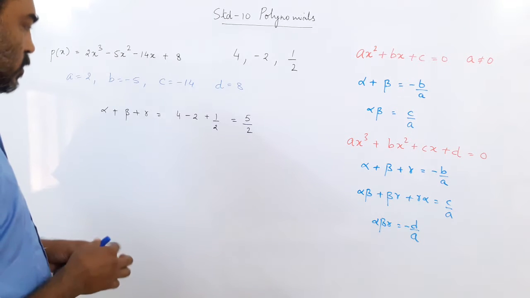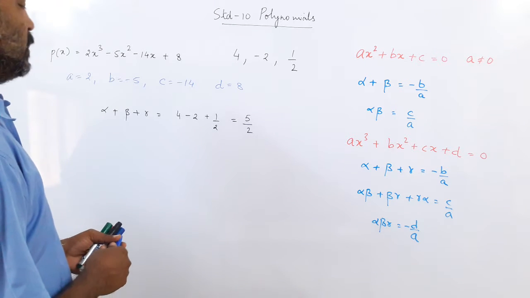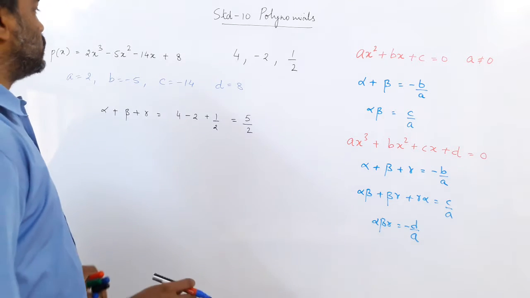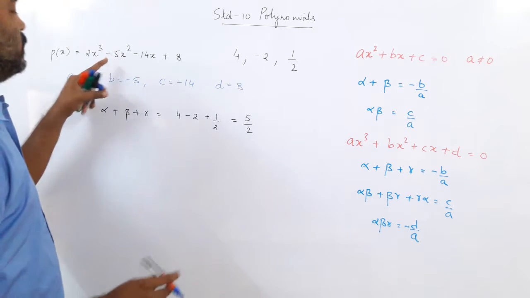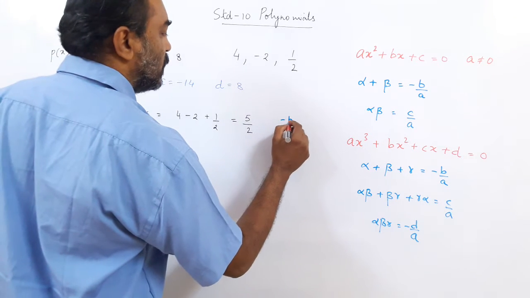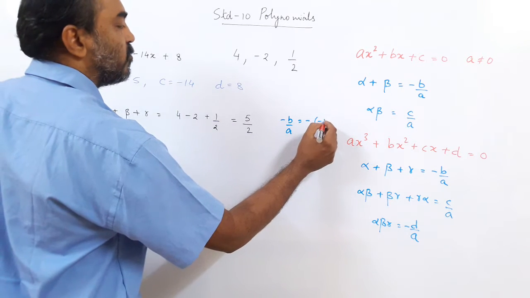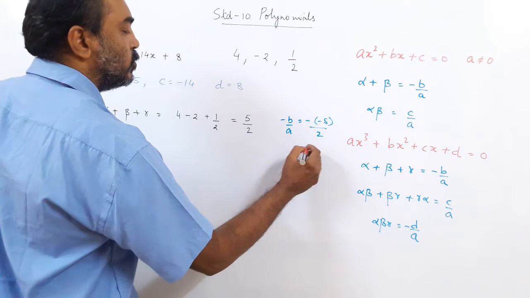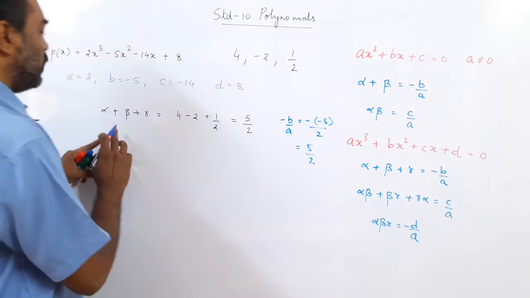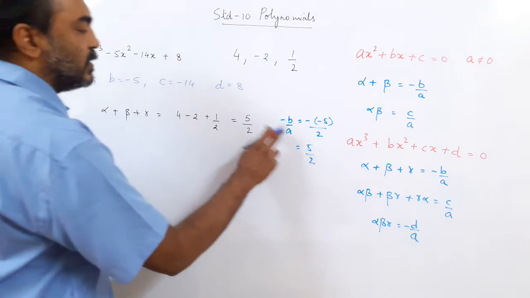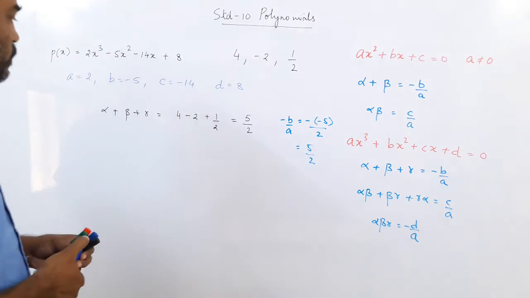Now check what alpha plus beta plus gamma is: minus b upon a. Minus b upon a will be minus, b is minus 5. So minus of minus 5 upon 2 is 5 upon 2. So we got alpha plus beta plus gamma is minus b upon a.